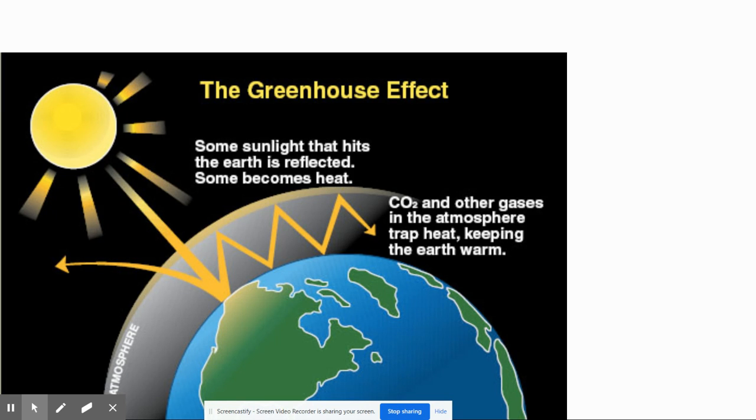If you're in a greenhouse with glass, the light and the heat come through, but it gets trapped inside there, right? So on a hot day, the greenhouse gets really hot.